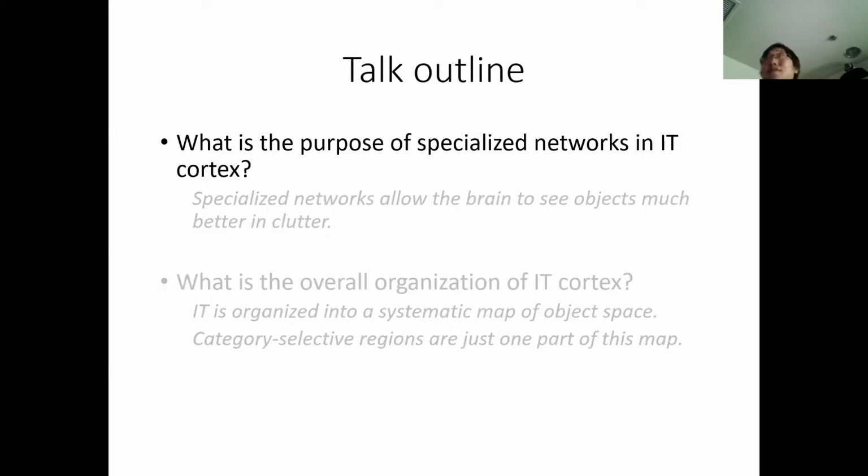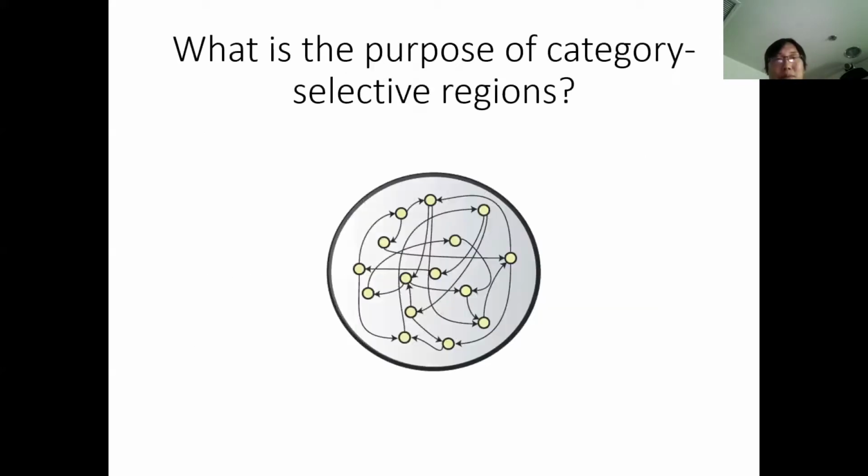First, let me discuss the functional purpose of these special networks in IT. In general, it has been proposed that the category selective regions exist to minimize the wiring lengths for neurons that need to communicate with each other to represent a face or body, for example, to accomplish lateral inhibition.